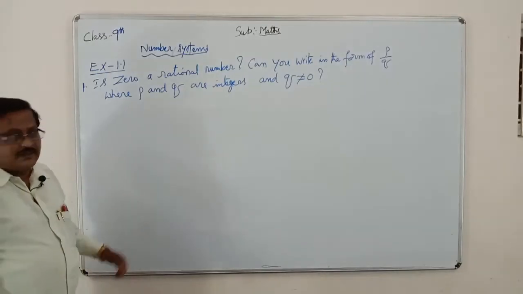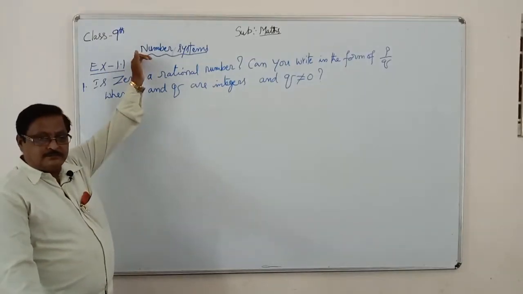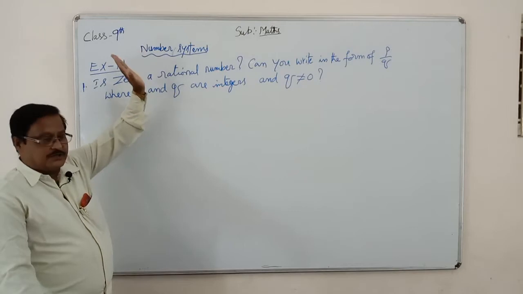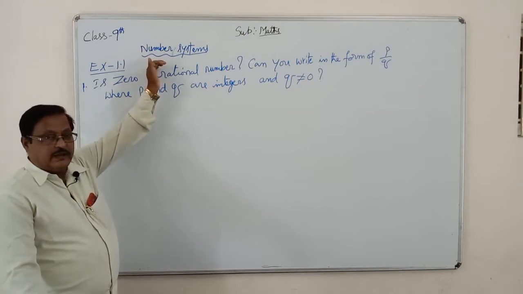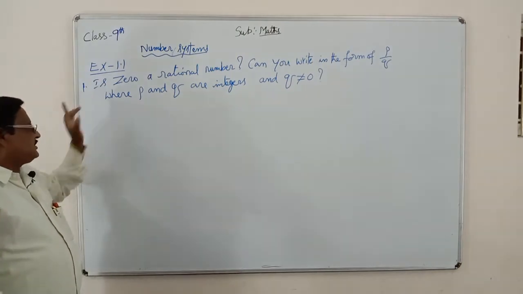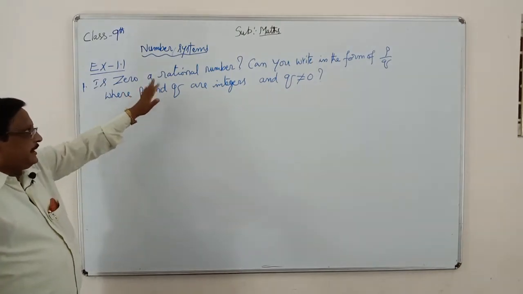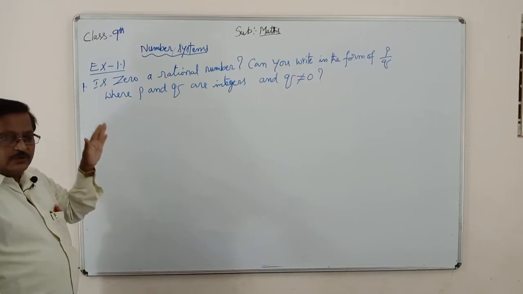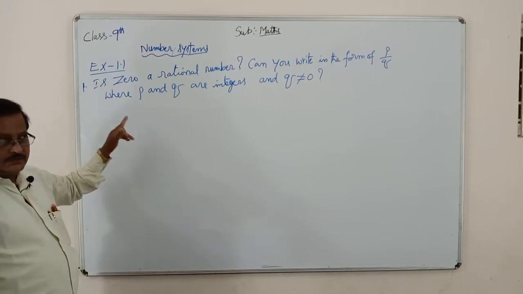Good morning, children. Last time you already learned about number systems. In this one, here is exercise number 1.1. In the first question, is 0 a rational number? Either 0 is a rational number or not. First, say that.